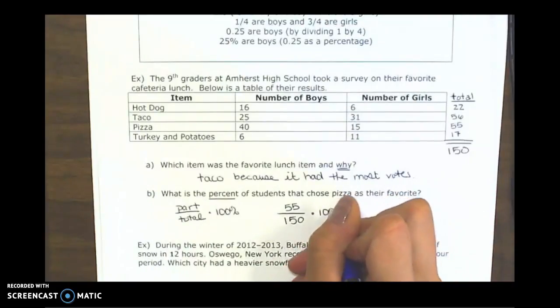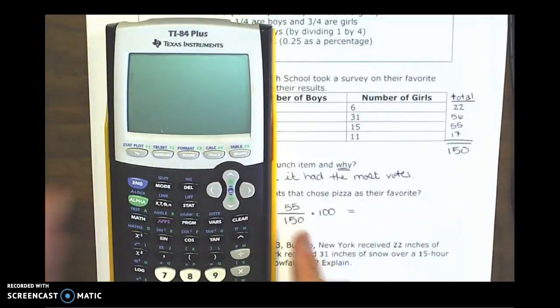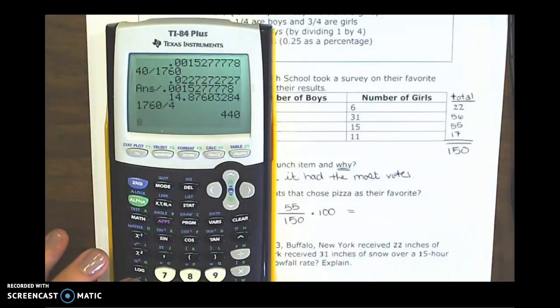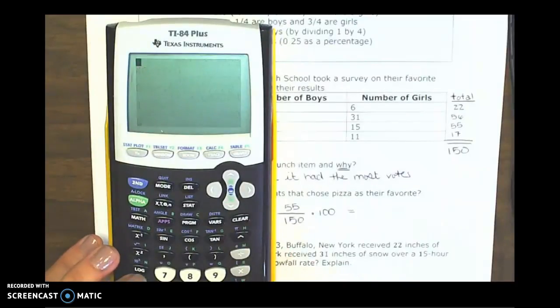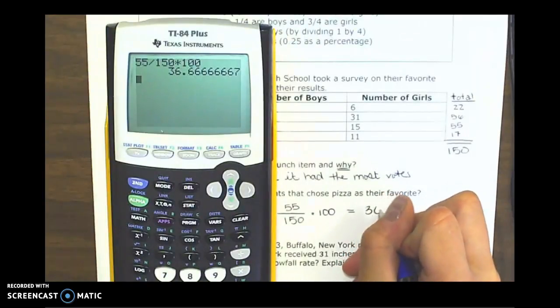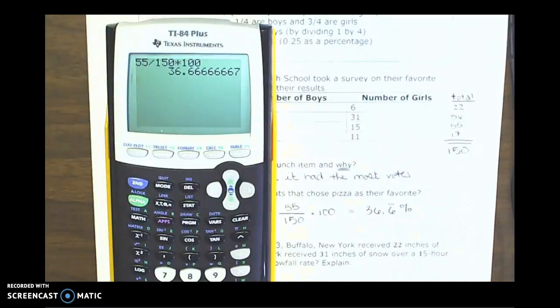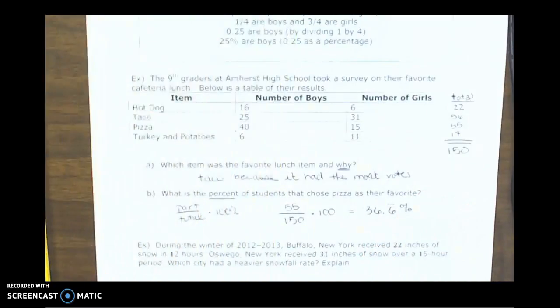Then I'm going to multiply that by 100. So let's go ahead, take out your handy dandy calculator, and let's multiply it out. So 55 divided by 150 times 100. And we get a grand total of 36.6 repeating percent. Now, it didn't tell me to round, so I'm going to write the whole thing out, 36.6 repeating percent. All right, so there's our first example.